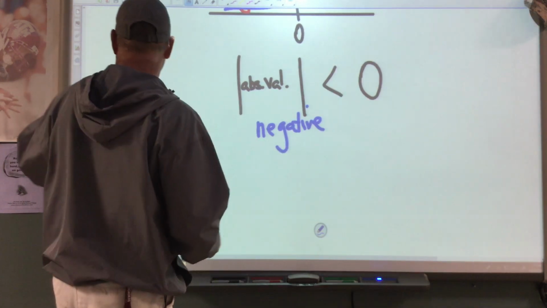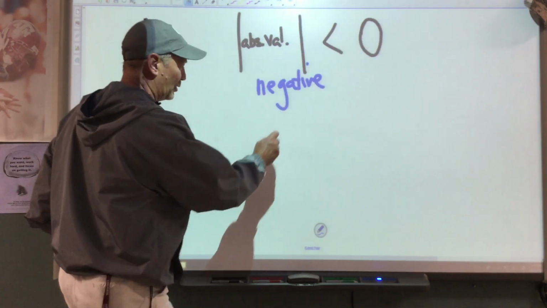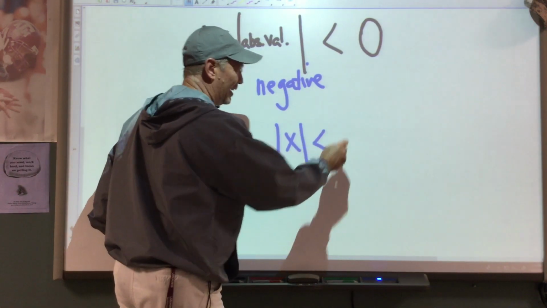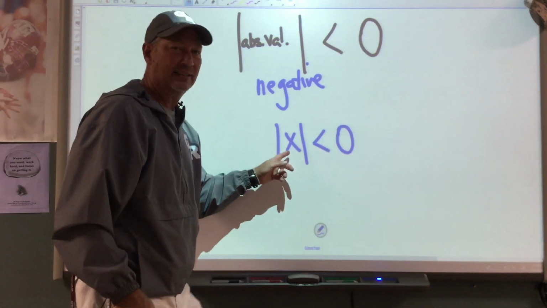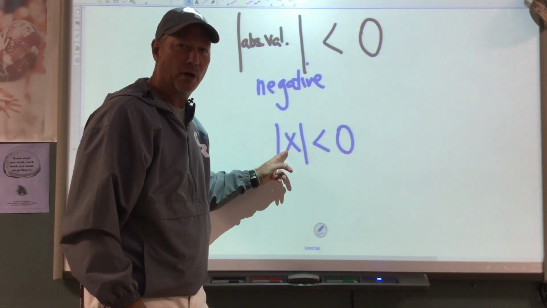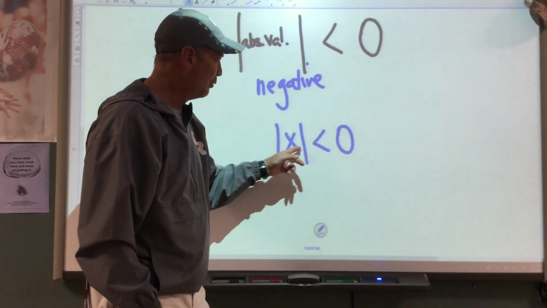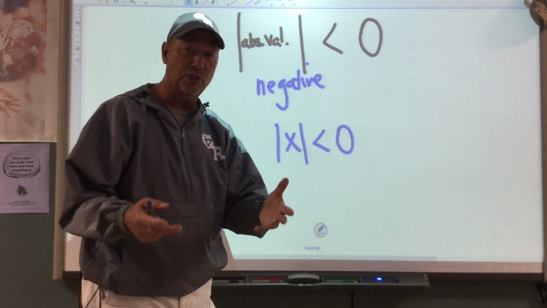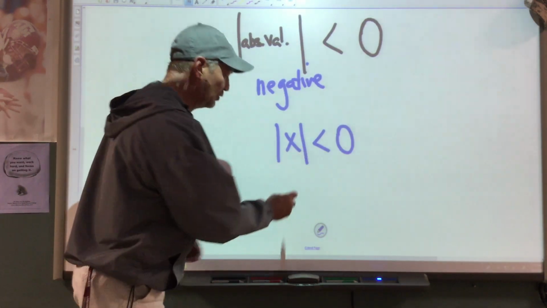What it would look like: absolute value of x is less than 0. There's not a single number that I can put here that would work, because to be less than 0, you have to be a negative number. So this is no solution.